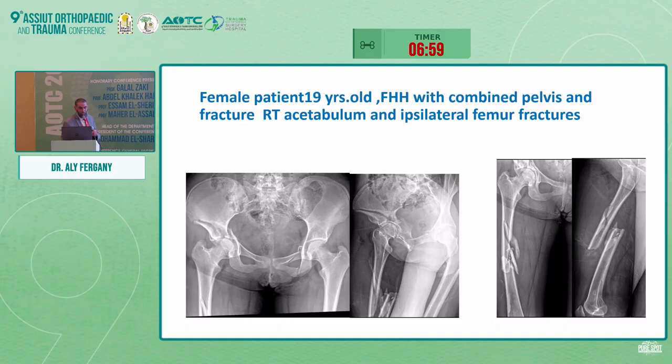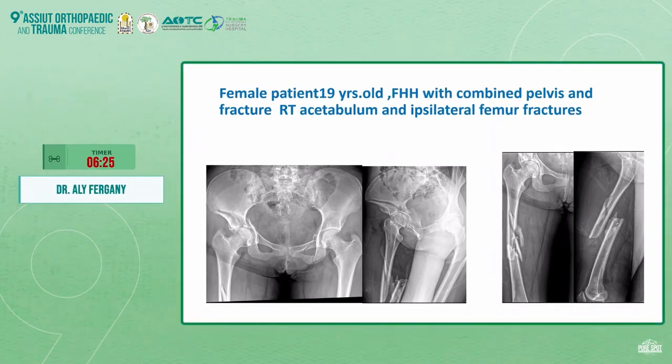Dr. Ali Farghany is one of our consultants in the trauma unit and in the pelvic and acetabular fracture team. Our case is a female patient, 19 years old, with combined pelvic and acetabular fracture at the right side with ipsilateral fracture femur, as we see in the X-ray. My question: what to do? Start by diagnosis. What is the diagnosis of this case? What is the classification of this case?